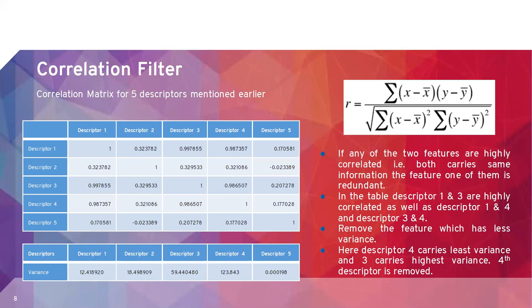So correlation filter is the simplest possible methodology to rank the attributes. A simple Pearson correlation is found out. If any two features are linearly correlated, both carry the same information, and then one of the attributes can be removed because it is redundant. So if two descriptors are highly correlated, one of them has to be removed. Normally we remove the attribute which has less variance. The more variance an attribute carries, the more classification capacity it has. So remove the attributes which are highly correlated, use a threshold for estimating the correlation value. Normally a value of 0.95 is used. If two attributes are highly correlated, remove the one which has the least variance.